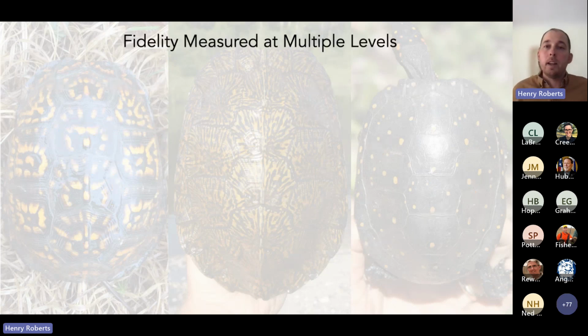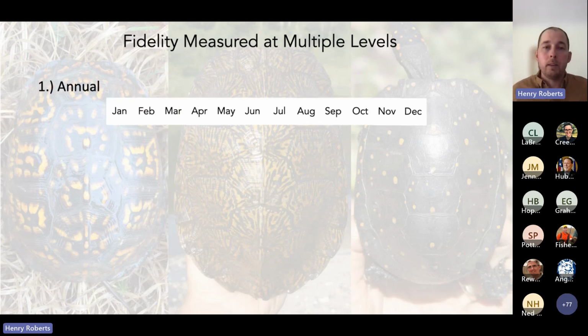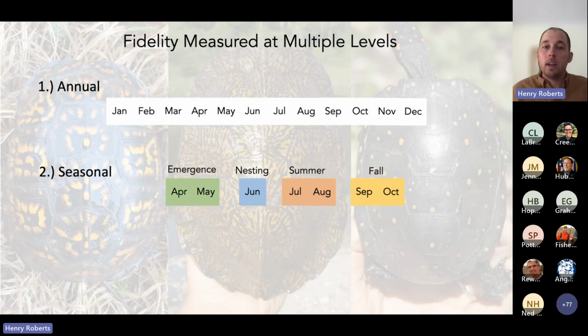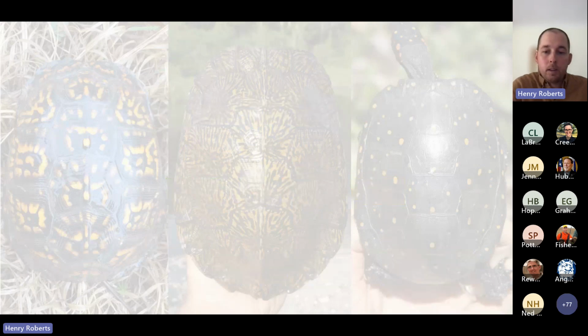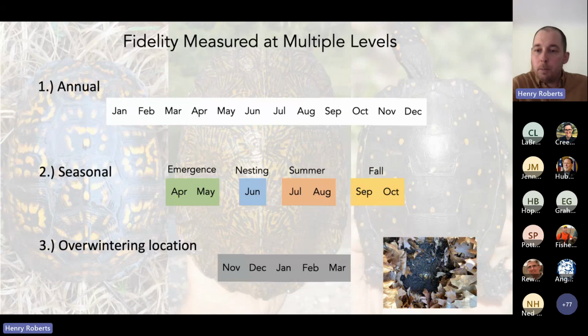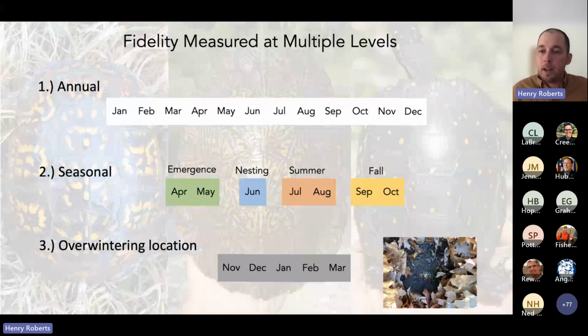And we measured site fidelity at multiple temporal levels. So at the biggest level, we measured fidelity at the annual scale, all movements throughout the entire year. But we also looked at the seasonal level, so biologically meaningful seasons. We split it up into these different segments and measured site fidelity. And last, we measured overwintering site fidelity, so the specific location that a turtle decides to hunker down for the winter. So down here, I have an example on the bottom right. I have an example of a box turtle that's been buried down into the soil, and that was its overwintering location.